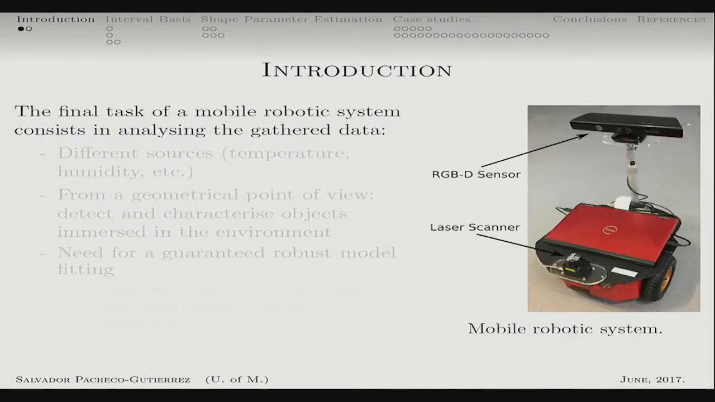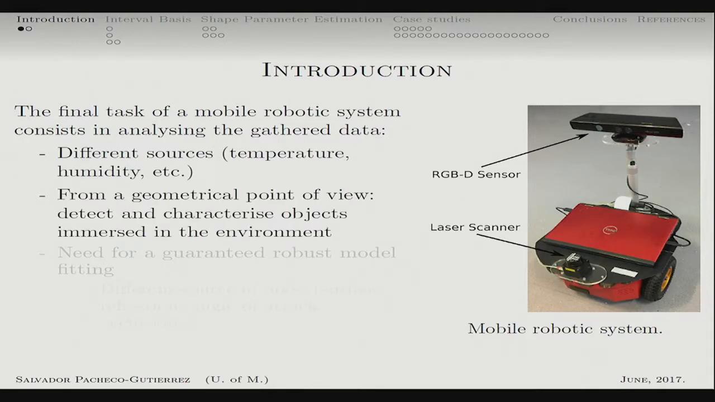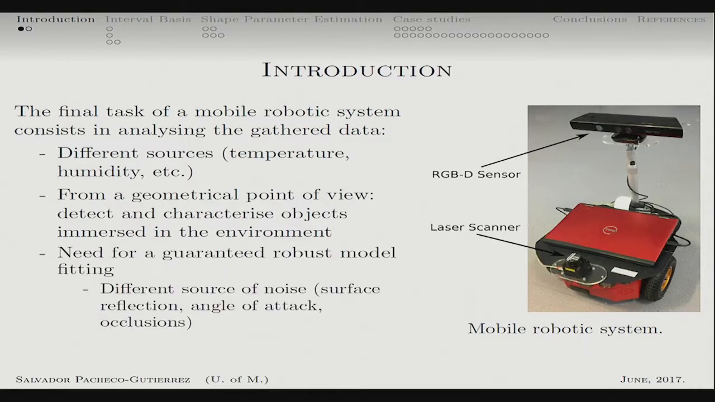As I mentioned earlier, the final task of any mobile robot system is usually to analyze the data gathered through the mapping environment, moving around the environment. You have to analyze what's inside, from different sources, any kind of sensors such as heat, image, point clouds, humidity as well. In our case, we're going to analyze data gathered from a geometrical point of view, so we have to detect and characterize these objects. As I mentioned earlier, due to the restrictions that we had, we need a guaranteed robust model detection.